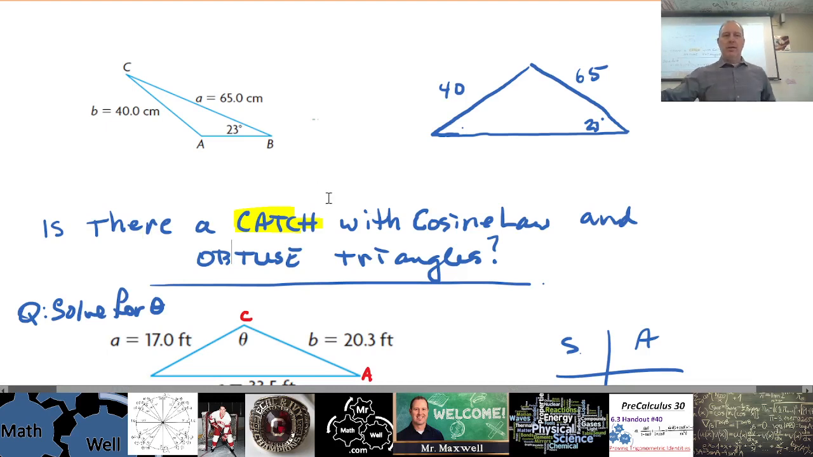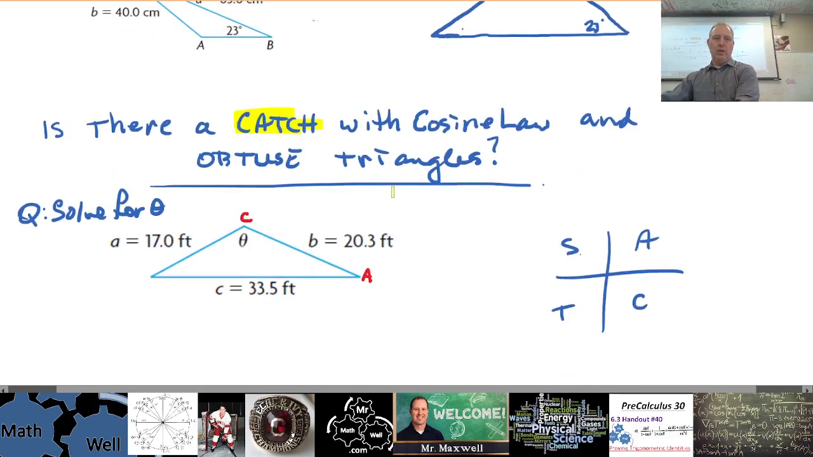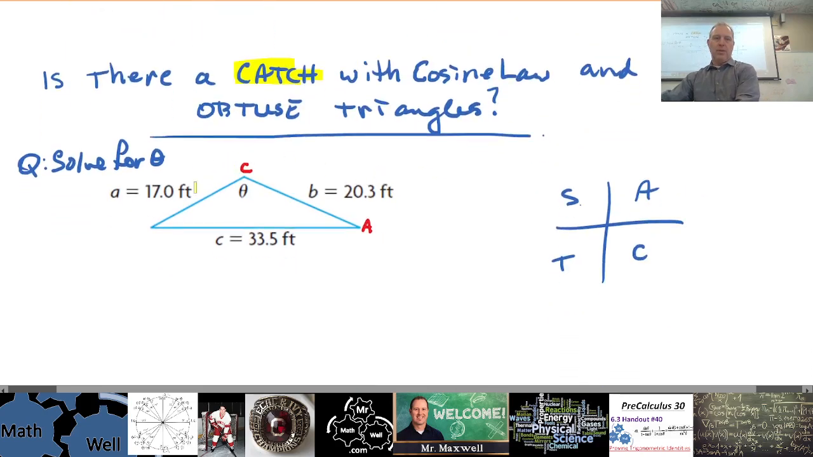Now here's the same type of triangle, right? But this is a new one I want you to do. Here's the triangle, and this angle is obtuse, but I'm given an SSS situation, and I know that I have to use cosine law for that, right? Side, side, side. All right. So let's do this. Let's figure it out. Let's see if there's a catch with the cosine law.